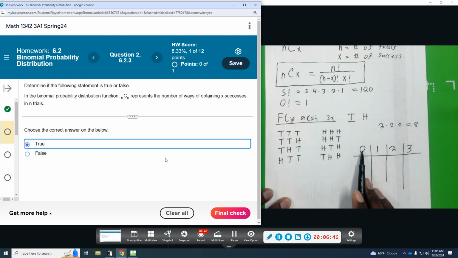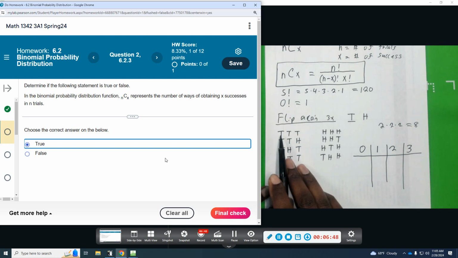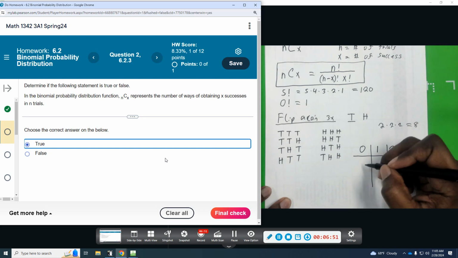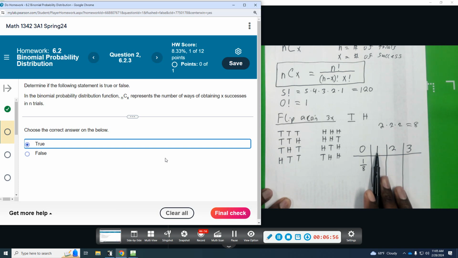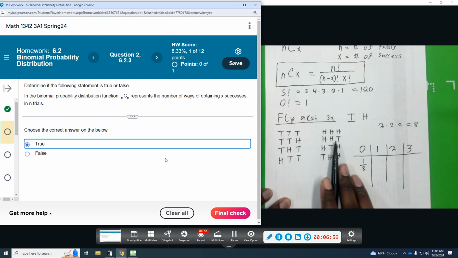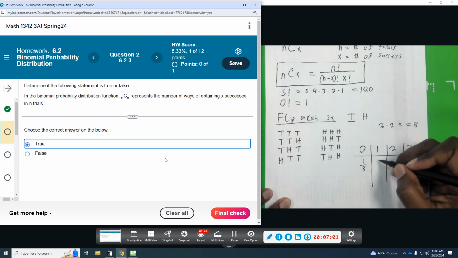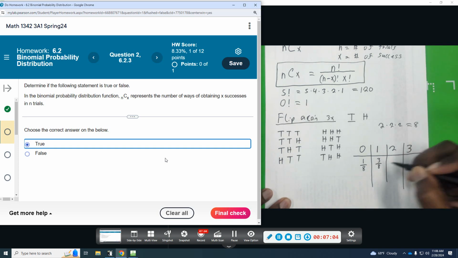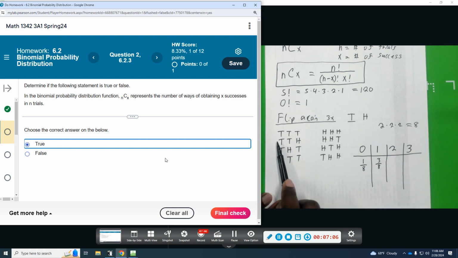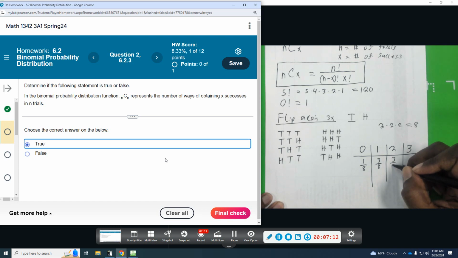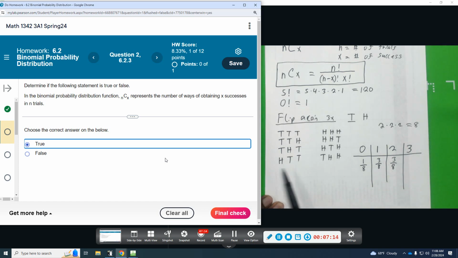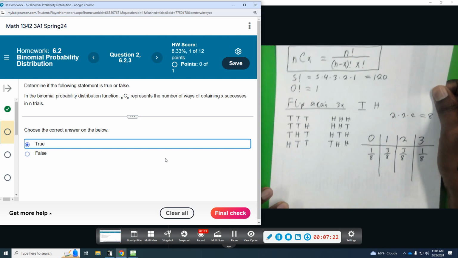Now, how many times did we get 0? That means all of them came up heads. That happened once out of 8. How many times did we get 1? 1, 2, 3. That happened 3 times out of 8. How many times did we get 2? 1, 2, 3. That also happened 3 times out of 8. And then how many times did we get all 3 tails? This happens once. Okay, so we can count and we can see.